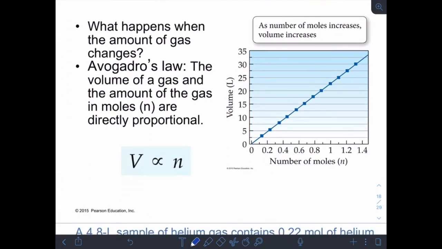Now, Avogadro's law, as you might expect, is related to moles. The deal is that if you have more gas, it's going to take up more space, so to speak. So more gas equals more space. If you imagine a balloon, when you're blowing it up, you are putting more moles of gas into that balloon, and the balloon expands to a larger volume. So Avogadro's law: volume and moles are directly proportional. As you have more gas, you should end up with more volume.